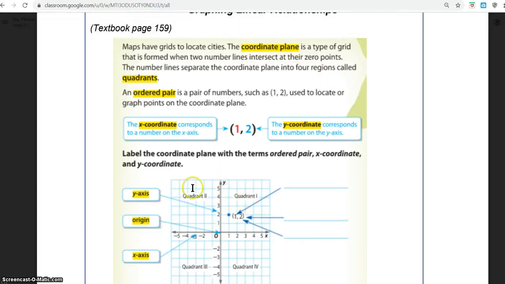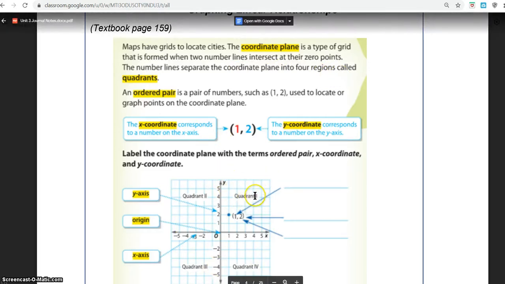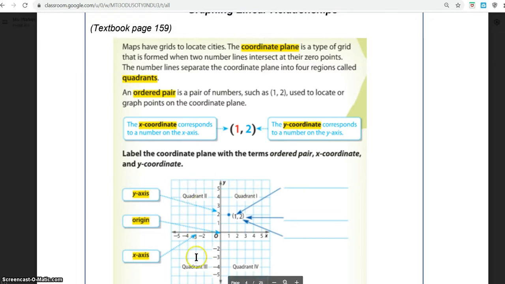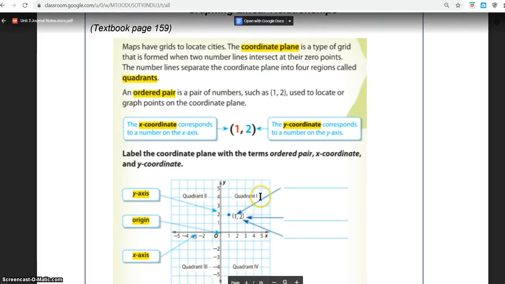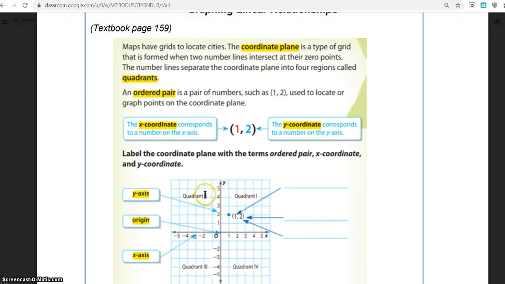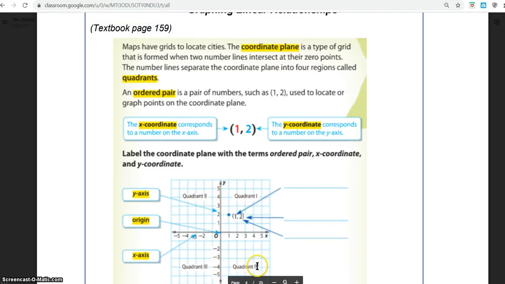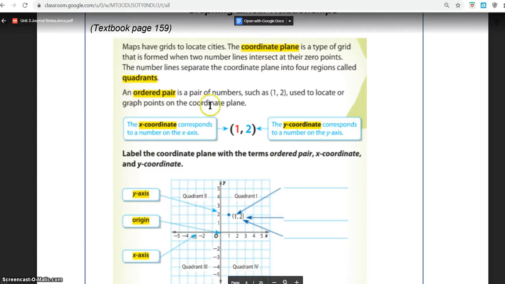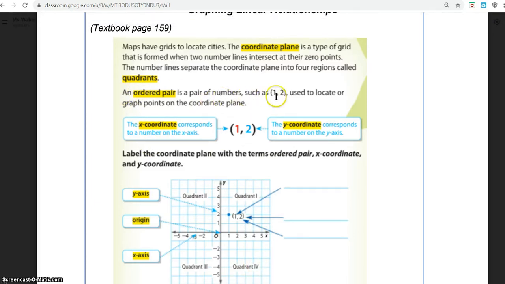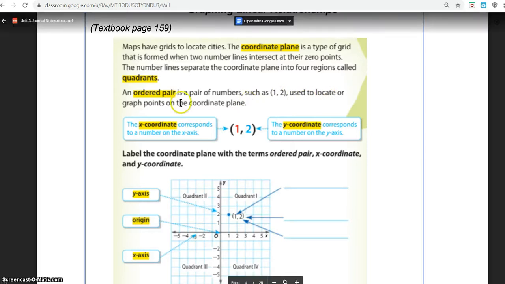So it kind of goes in a C position. So we start here, 1, 2, 3, 4, and you can see they actually label these with Roman numerals. This 4 is created from that V, which is like 5, and the one behind it is like -1, so that's quadrant 4. An ordered pair is a pair of numbers such as 1, 2 used to locate or graph points on the coordinate plane.